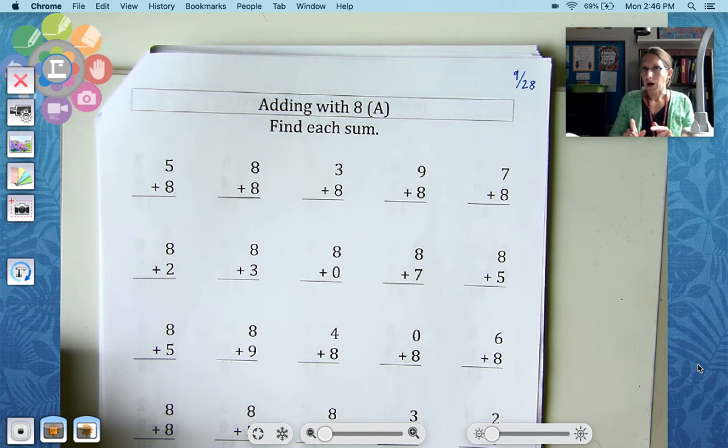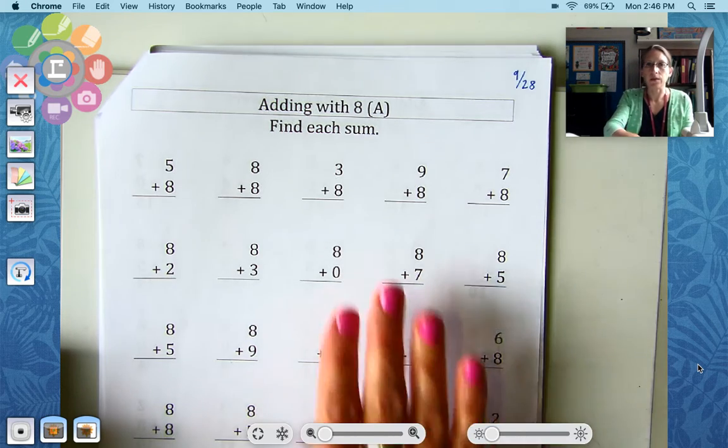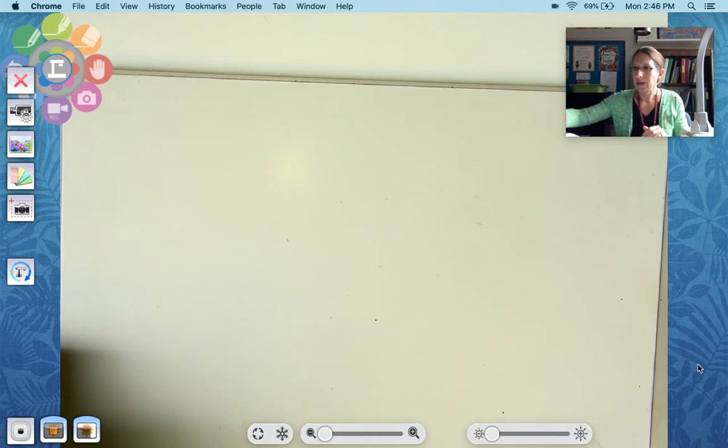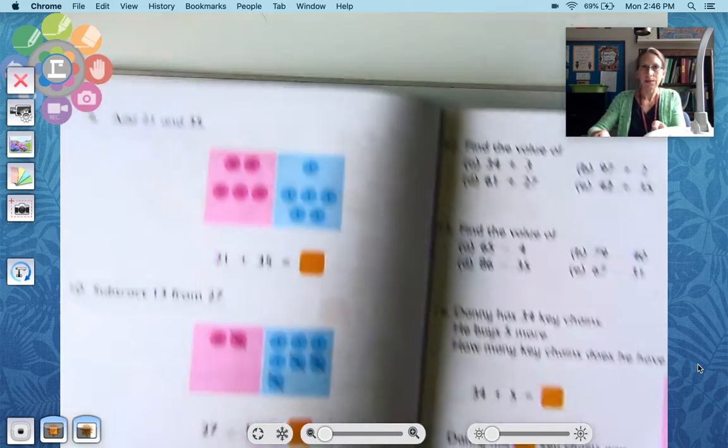So before we get started, we need to see, we have our fact practice packet that we're working on? Do we have our textbook? Do we have our workbook? Do we have a pencil? We also need a flat surface to do our writing on. So let's go ahead and get started.